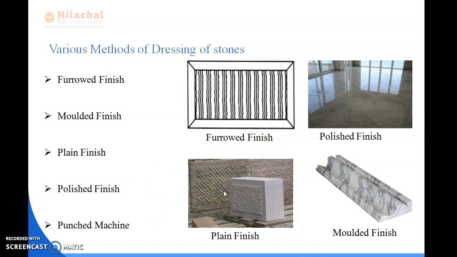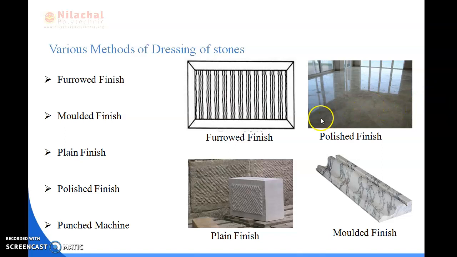Next is polished finish. Here you can see the polished finish. In this type of finish, the surface of the stone, such as marble and granite, can be polished by hand or with a machine. In the diagram you can see marble and granite that have been polished, and in your houses you have seen the polish done after all the work. Marble and granite are examples.